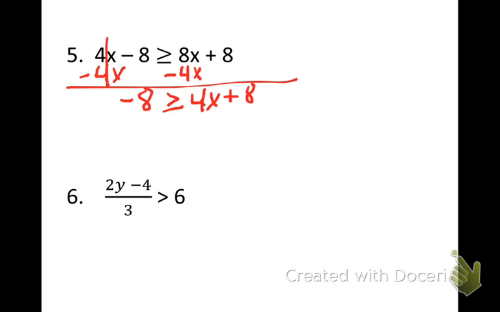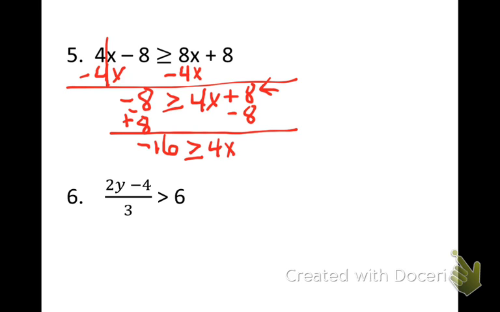Now here's where you need to stop and think. Where is your variable? It's over here on the right, so I want to get things on the other side. So I would need to get rid of this 8 right here, so I would need to subtract 8 from each side. Negative 8 minus 8 becomes plus negative, would give me negative 16 is greater than or equal to 4x.